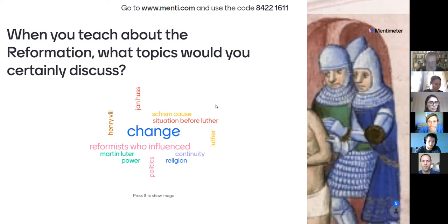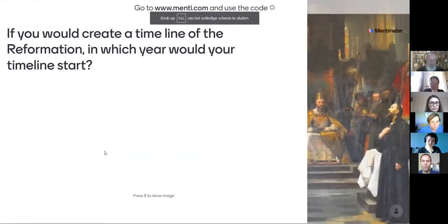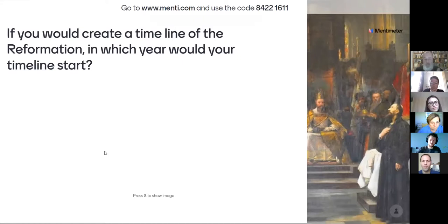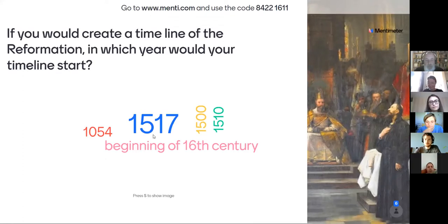Now I want to ask you a next question. I'm going to tell you why I asked this later. The second question is, if you would create a timeline of the Reformation, in which year would your timeline start? Okay, so most of you put down 1517, some of you 1500 or 1510, beginning of the 16th century. And one of the participants said 1054, the Great Schism. Why did I ask you this question? It's just to see what images we have already of the Reformation.